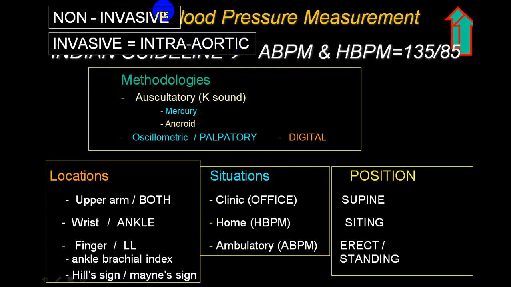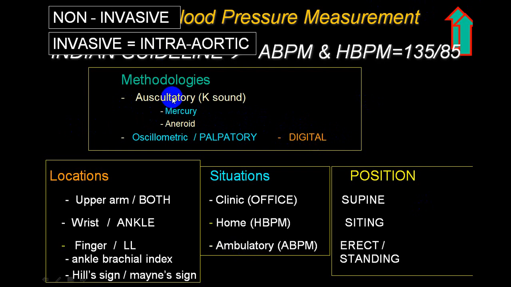A non-invasive technique is what we call a sphygmomanometer. By a sphygmomanometer, you measure what we call home blood pressure monitoring, office blood pressure monitoring, and ambulatory blood pressure monitoring. Usually, what we use is the auscultatory method, and the commonest instrument utilized is a mercury instrument, and another common instrument is the aneroid. Yes, you can also utilize a digital instrument.